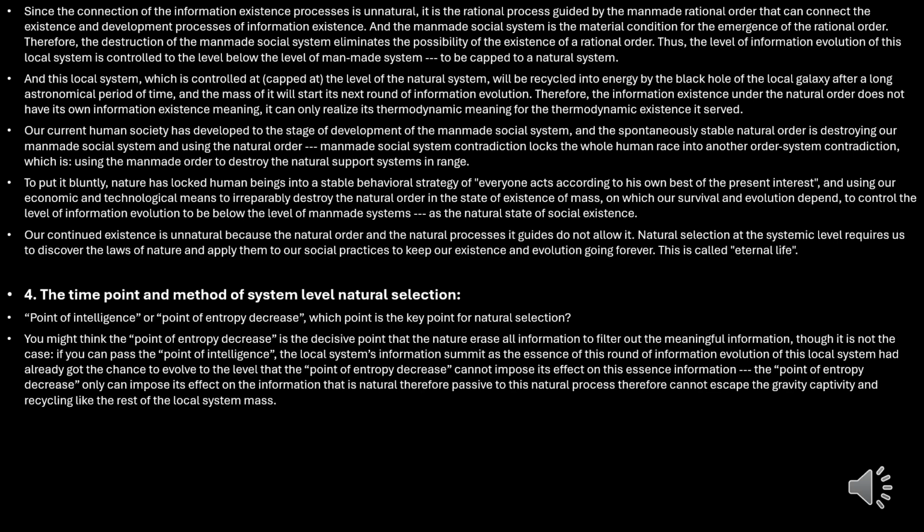Our continued existence is unnatural because the natural order and the natural processes it guides do not allow it. Natural selection at the systemic level requires us to discover the laws of nature and apply them to our social practices to keep our existence and evolution going forever. This is called eternal life.